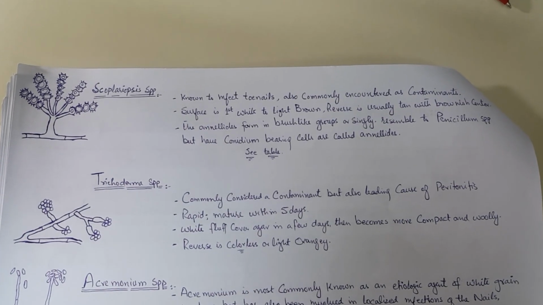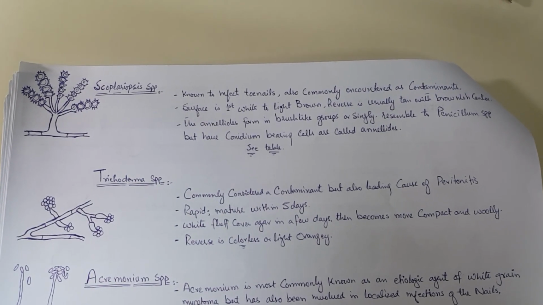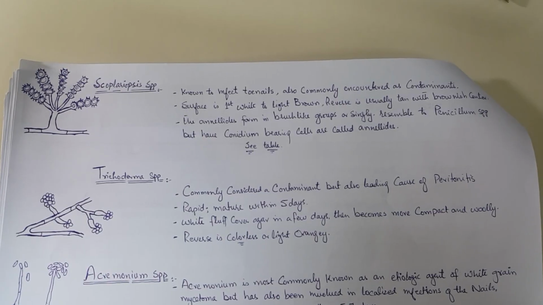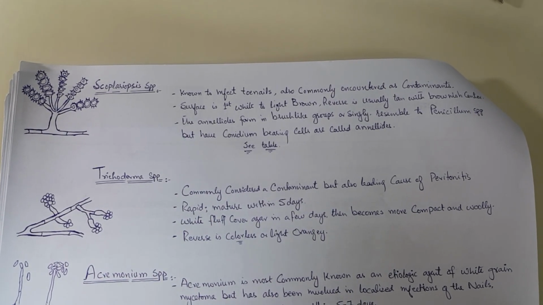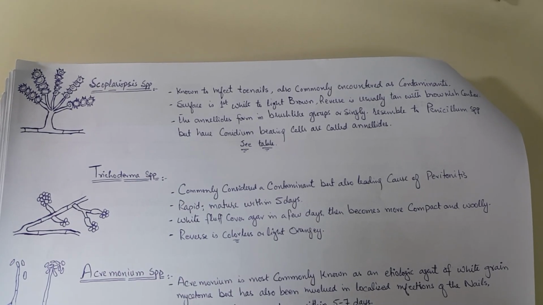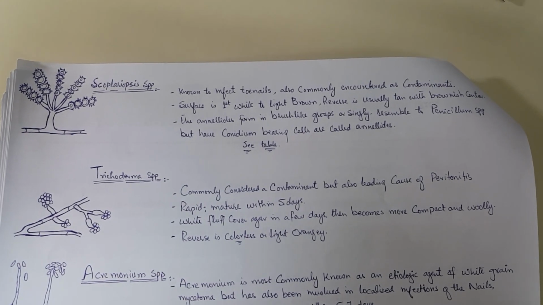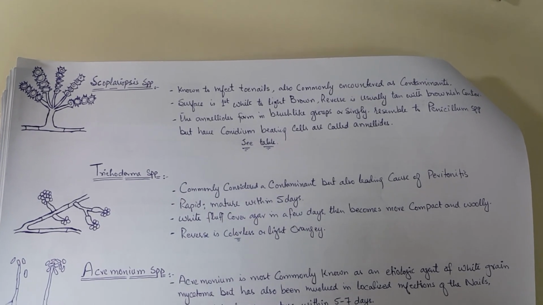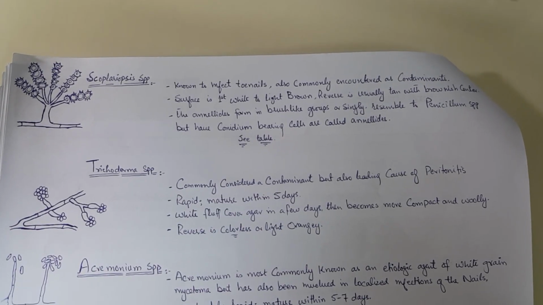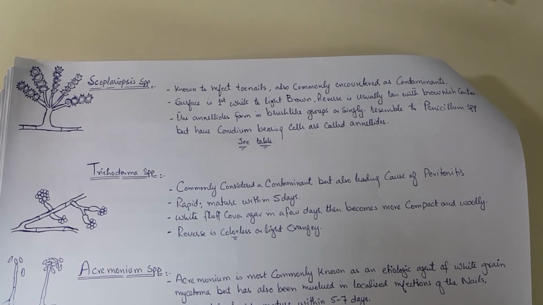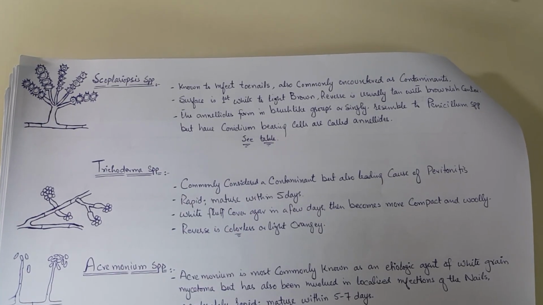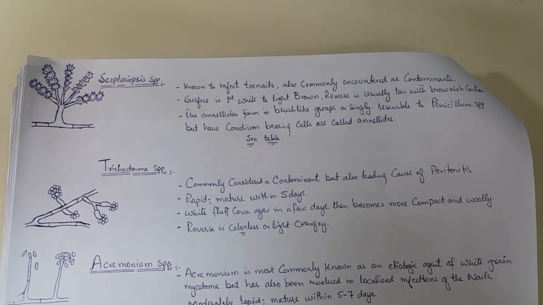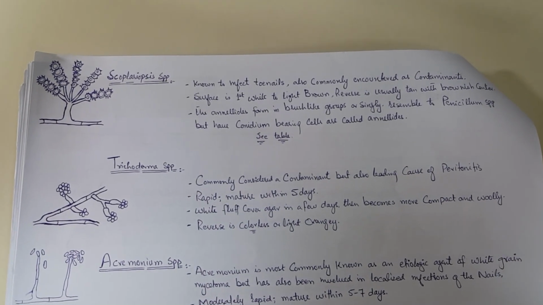In hyaline hyphomycetes, the Scopulariopsis species is known to infect the toenails and is also commonly encountered as a contaminant. The surface is first white to light brown, and the reverse is usually white to brownish in the center. The brush-like group resembles the Penicillium species, but the conidium-bearing cells are called annellides. If you see, it is pointed.